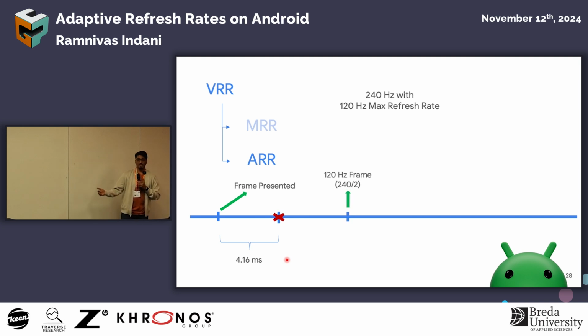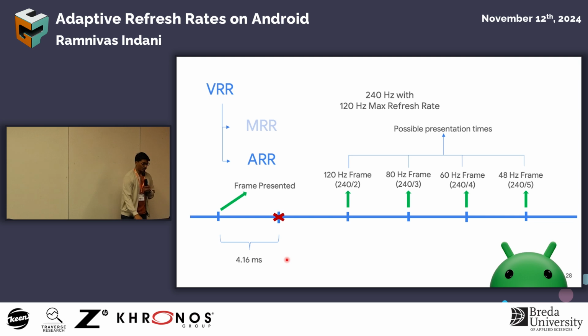But we can present at 240 divided by 2, which is 120 Hertz. And using this, we can achieve 120 Hertz refresh rate. Or we can present at 240 by 3, which is 80 Hertz. Or at 60 Hertz. Or at 48 Hertz. So all these presentation times are possible with ARR just by dividing the original VSync rate of the display.